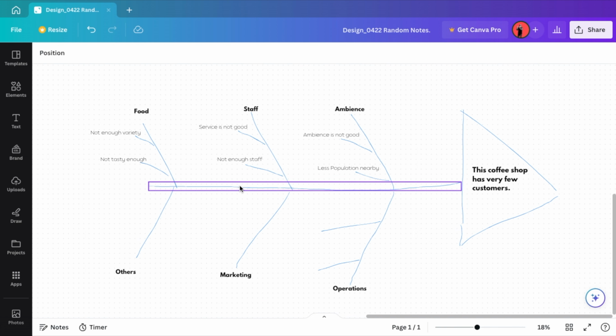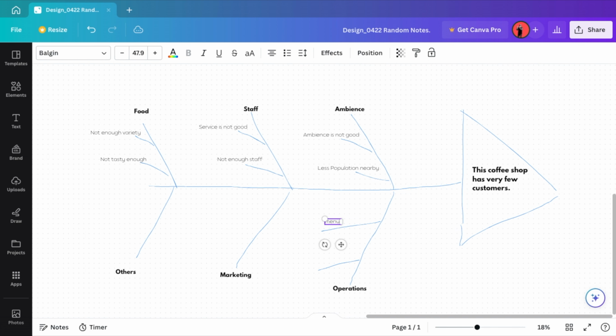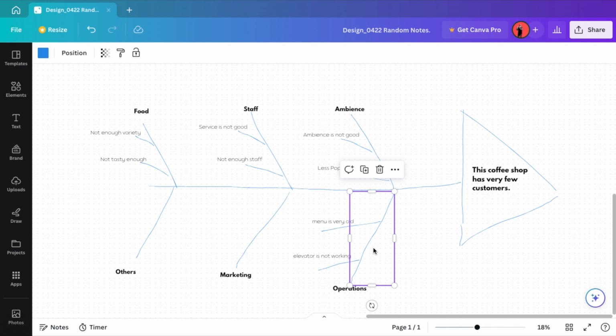So then again, you are going to list down the operational issues. Say the menu is very old. When they handed out the printout, you felt this is really old and it is torn and overused. That's an operational error. Maybe the elevator is not working. That's again an operational error. There is no elevator, and that could be one reason. Let's say the restaurant is on the rooftop, and there is no elevator to get there, and you have to climb a lot of steps. That might be keeping the customers away.